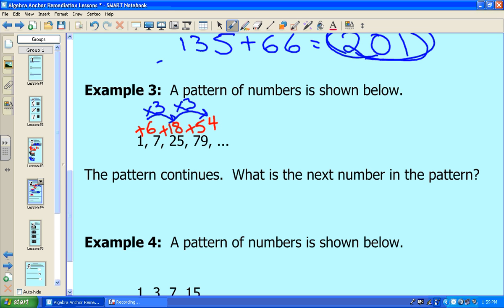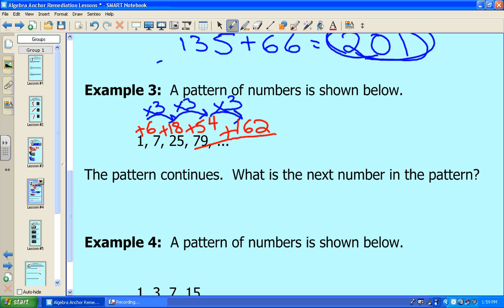Okay, so now I work backwards. I start with the 54, and I know I have to multiply it by 3. So type in 54 times 3, and you get that that's 162. So my answer is not 162. That is not my next number in the pattern. That means I have to add 162 to the 79 that's there. Remember, there's always 2 steps you have to do to get to that next number.